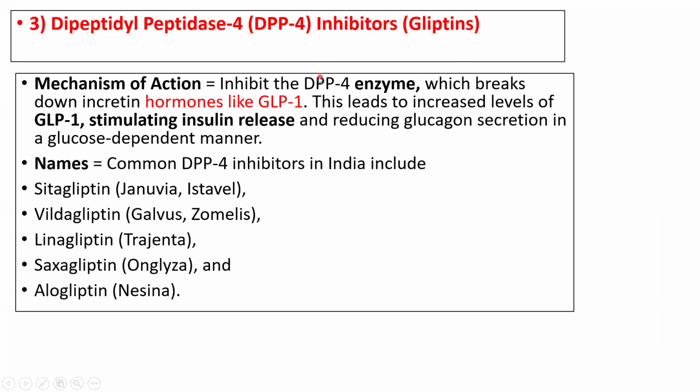Okay. Now, gliptins is a generic class name. The market available drugs are, for example, sitagliptin. Sitagliptin is a type of gliptin, and Istavel is the brand name. Then there is vildagliptin. The market name is Zomelis. Then there is linagliptin. Tragenta is the name of the drug. Then there is saxagliptin. Onglyza is the name.